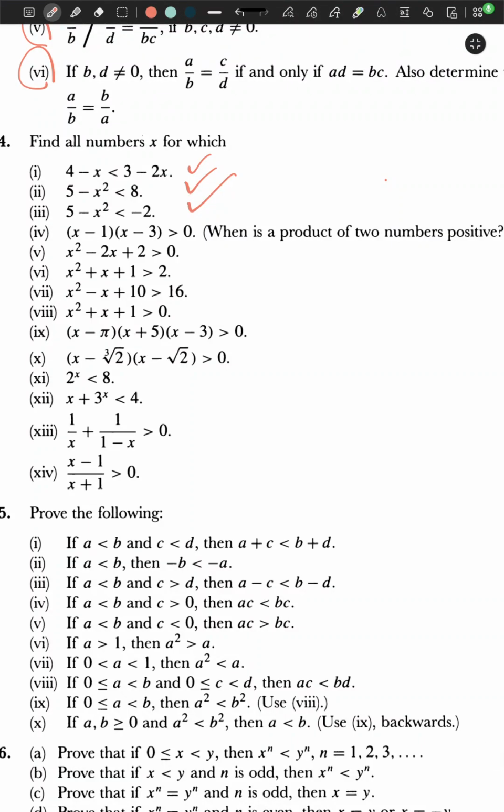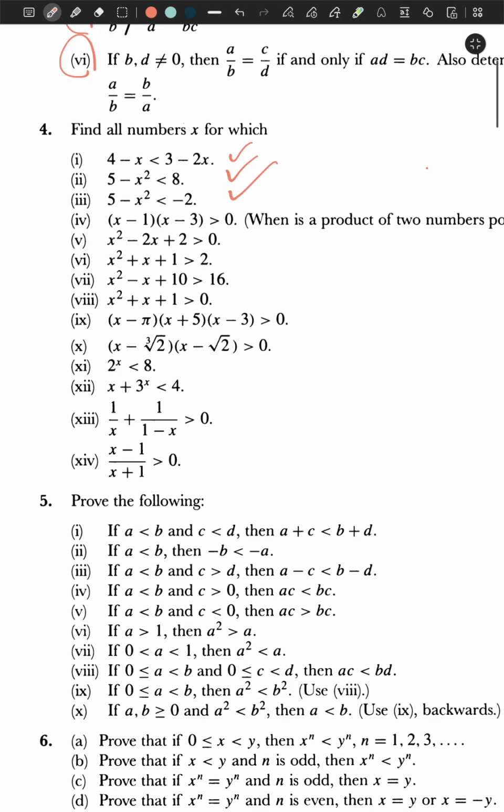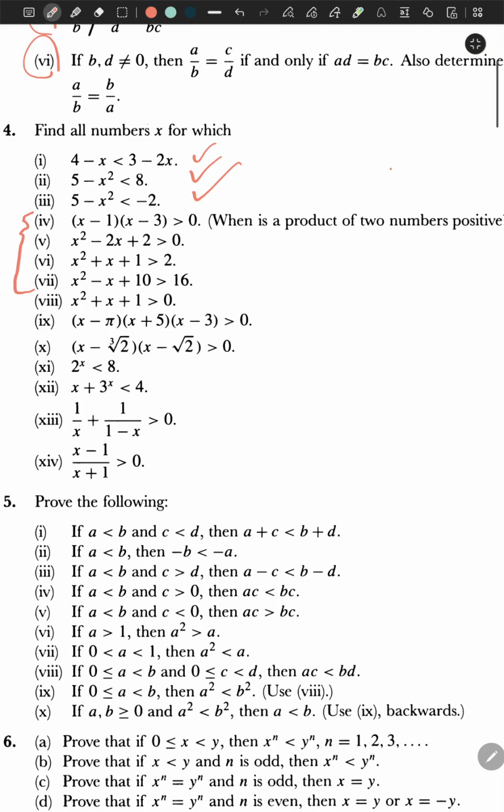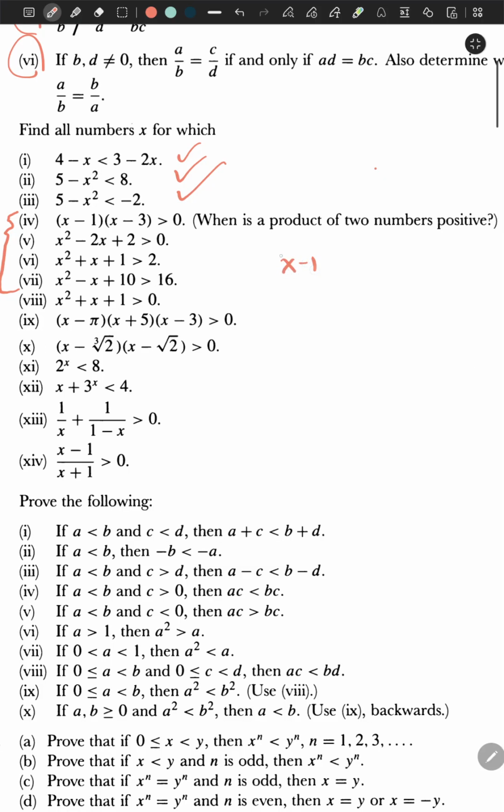Everyone, so this time we're going to start proving from IV to VII today. So from IV to VII here. The first problem: find all numbers x for which (x − 1)(x − 3) > 0. So it's asking us to see when the product of two numbers is positive.